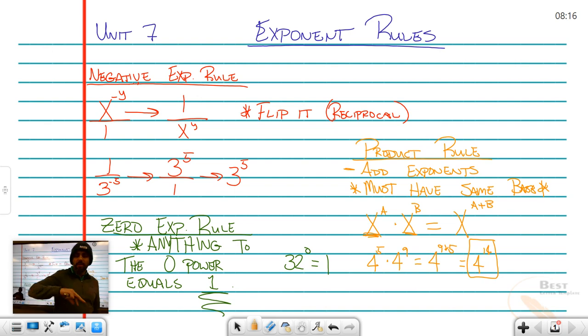Negative rule, we flip it, the reciprocal. And our 0 rule, anything to the 0 power is 1.